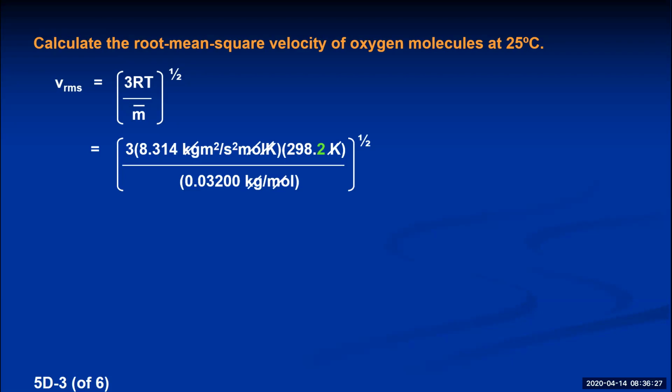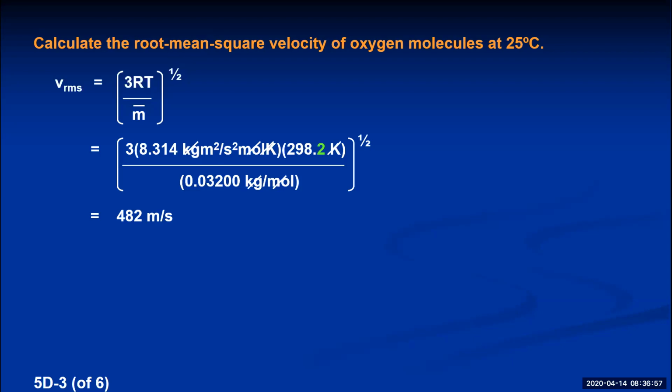When you take the square root, you'll get the actual value, and the units will be square rooted as well, so the units will be meters per second. And to three significant figures, this comes out 482 meters per second. So at room temperature, 25 degrees Celsius is like 77 degrees Fahrenheit. The oxygen molecules in the atmosphere right now are moving almost 500 meters per second, which is 5 football fields every second. So those molecules are moving at a very high rate.